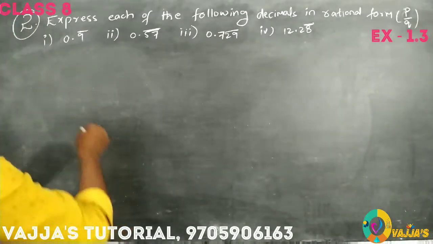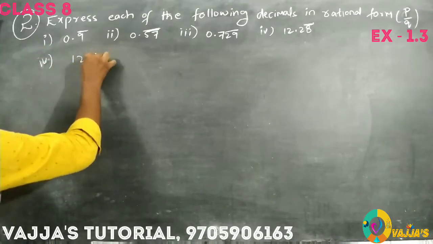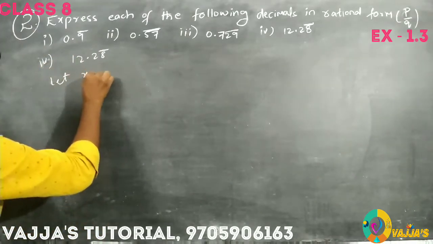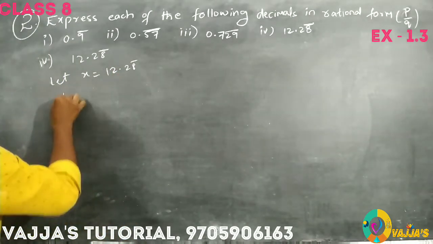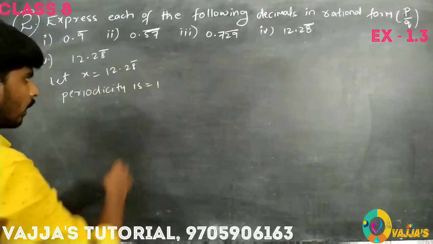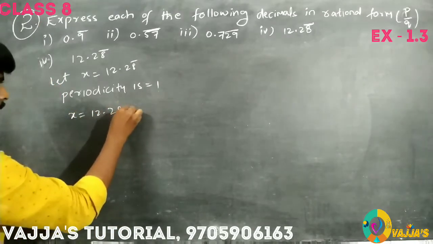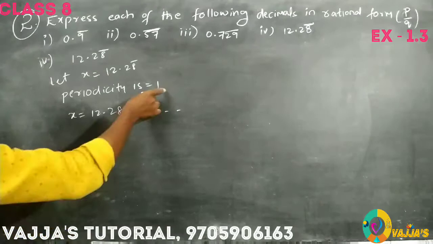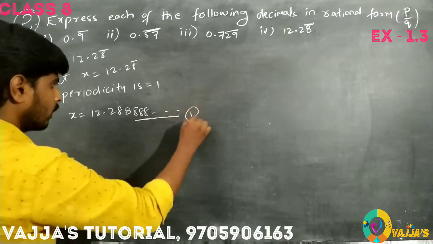Now the fourth one. So what is the question? 12.28 bar on the top of only 8. Okay, so let x is equal to 12.28 bar. Okay, right. So periodicity is 1. Okay, right. So x we can write 12.2888 and so on. Okay, right. So due to this periodicity 1, we are going to multiply equation 1 with 10.